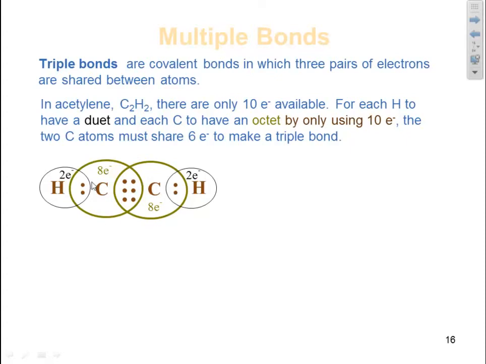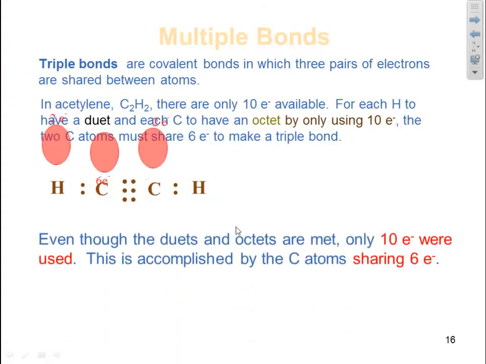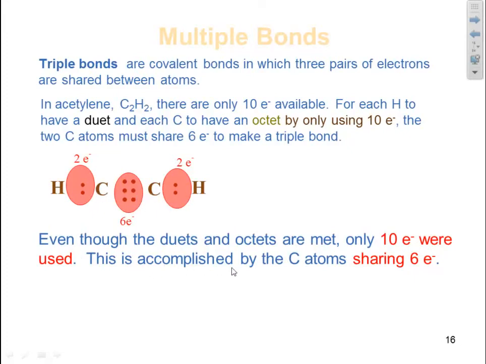You can see in the structure here that each hydrogen has its duet, and inside this green circle you can see the carbon has 2, 4, 6, 8 around it, and the other carbon has 2, 4, 6, 8. And we only used a total of 2, 4, 6, 8, 10 electrons. Even though the duets and octets are met, only 10 electrons were used: 2 between the hydrogens and carbons, and 6 between the carbons. This is accomplished by the carbon atoms sharing 6 electrons.